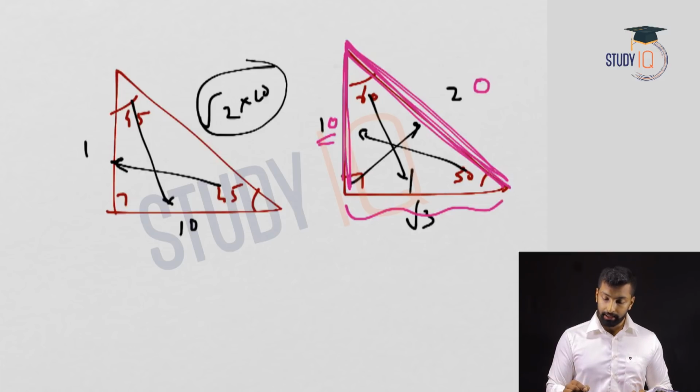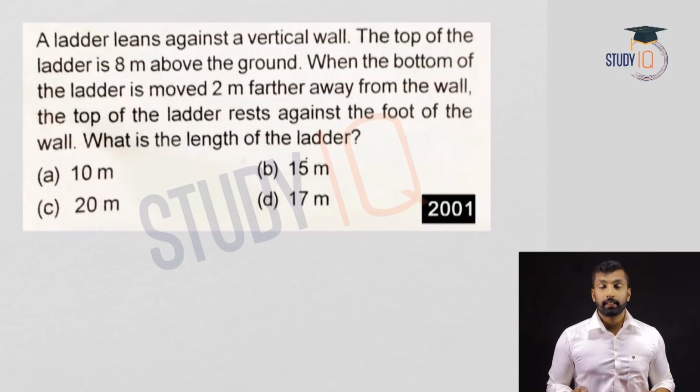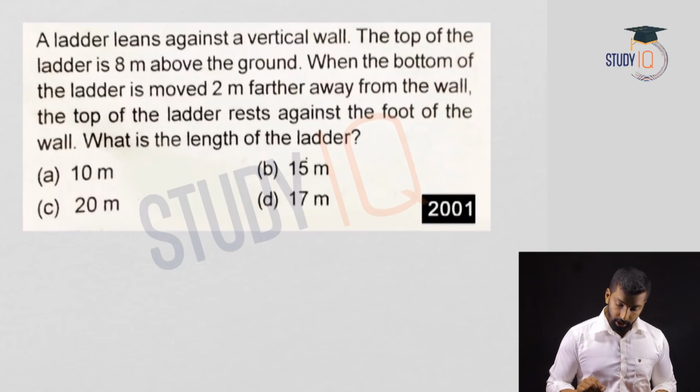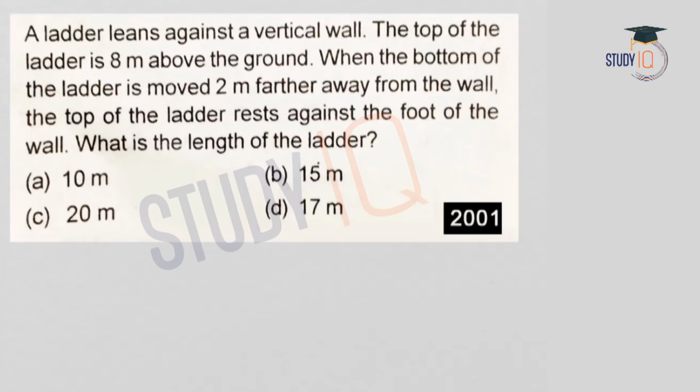So if this is 10 and this is 20, then we know this is going to be 10 root 3. Just like that you can find it; if you know the ratio, this is going to be very easy for you. Just think of this question, take a moment and think of it. What is the answer? It was asked in 2001. So how can you solve this question?